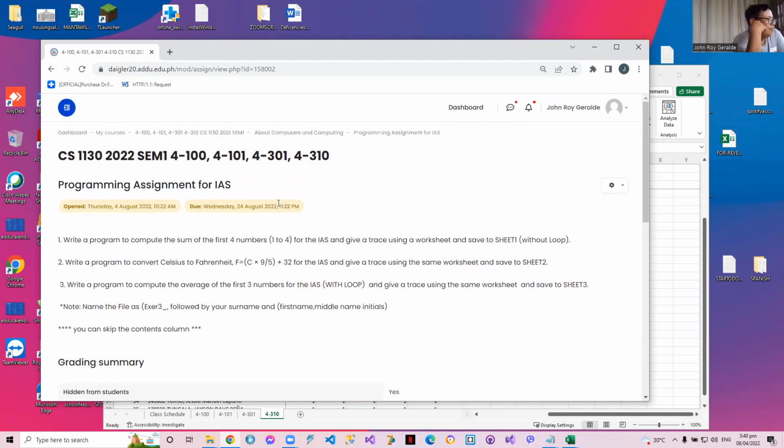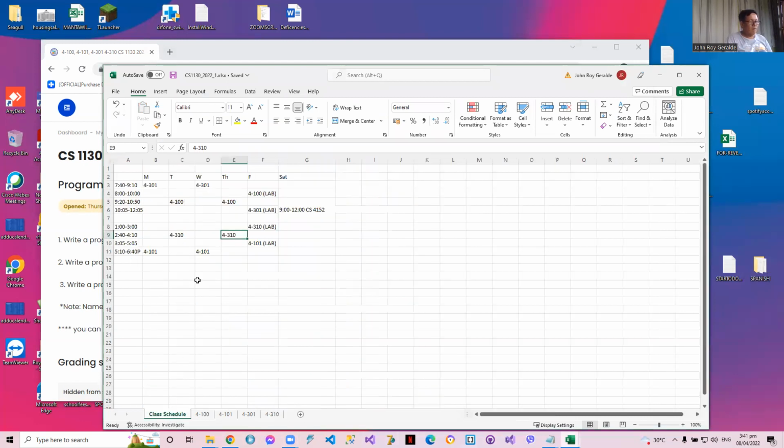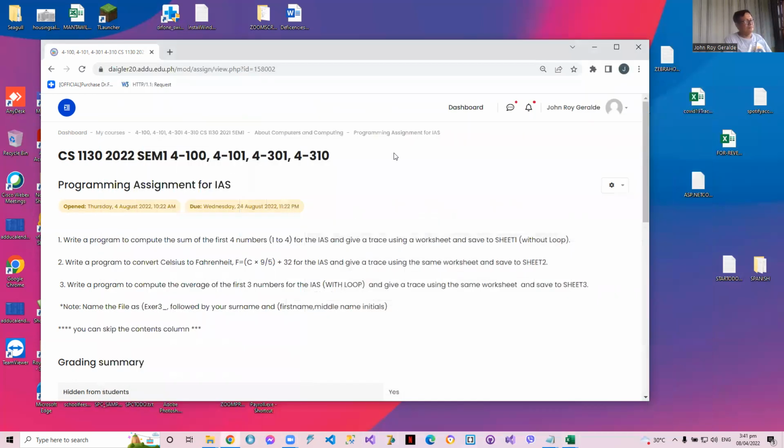So you are going to compute the sum of the 4 numbers in the IAS. I've given you the factorial. Okay, so you can just edit that. Celsius to Fahrenheit. I've given you Fahrenheit to Celsius. An average of the first 3 numbers, this time with loop. Okay. Any questions on the IAS? You have any questions? So I will not introduce a new topic anymore. This will be too much.